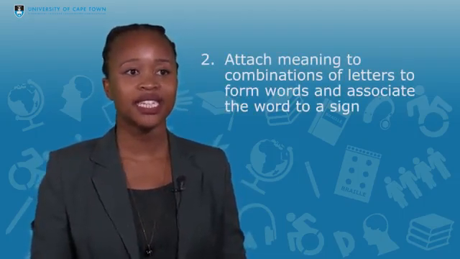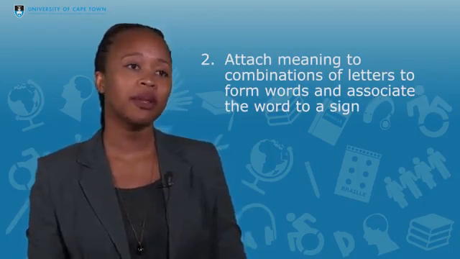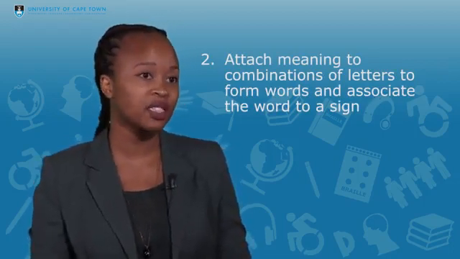The second thing we're teaching them is to attach meaning to a combination of letters that they now know how to fingerspell into words, and then associate this word to a sign which they may already know. For example, in associating a sign for baby to the word baby that is written as B-A-B-Y, the child needs to first identify that these two semantically mean the same thing, and number two, identify them as the same word, as a reading and writing skill.